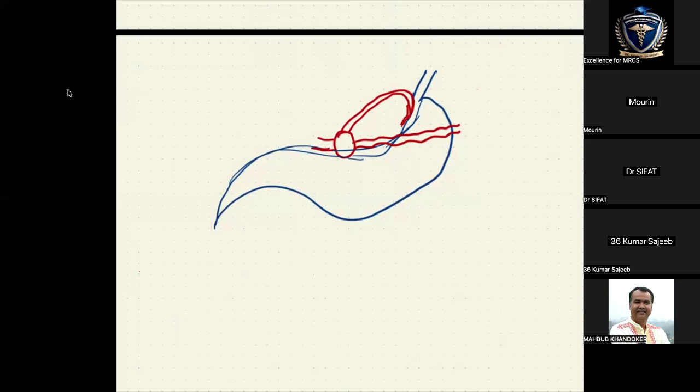Is it clear? So what are the main branches of the celiac trunk? Someone tell me. One is the left gastric artery, splenic artery, and common hepatic artery. Okay, right, come here.